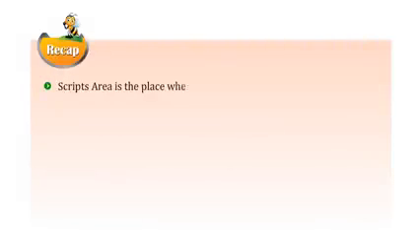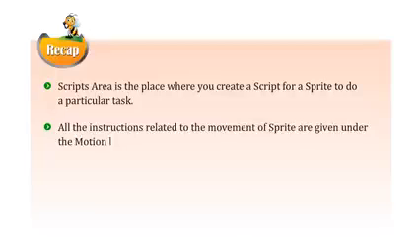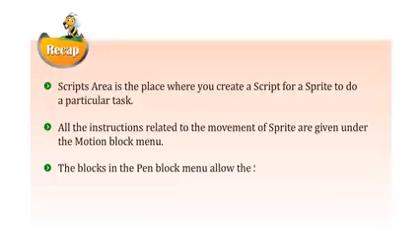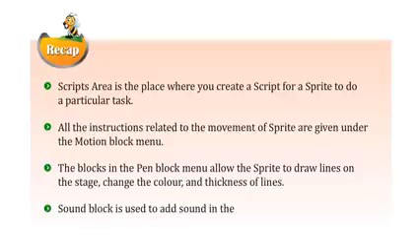Script area is the place where you can create a script to do a particular task. All the instructions related to the movement of Sprite are given under the Motion block menu. The blocks in the Pen block menu allow the sprite to draw lines on the stage, change the color and thickness of lines. Sound block is used to add sound in the project.